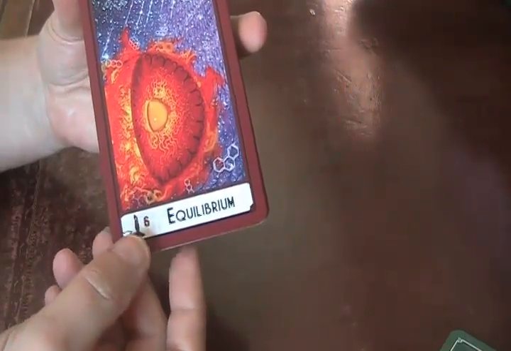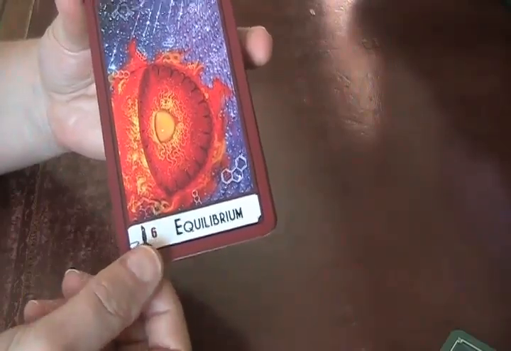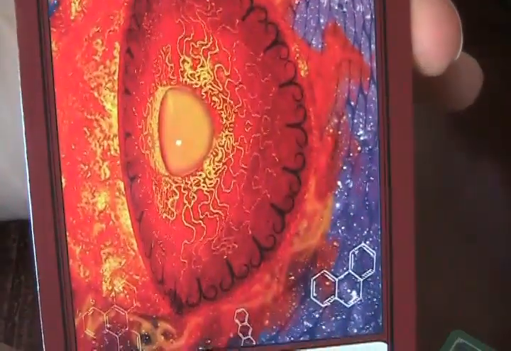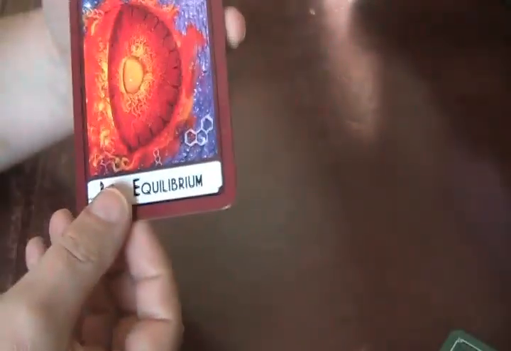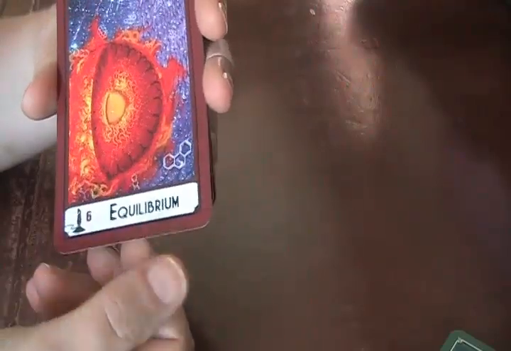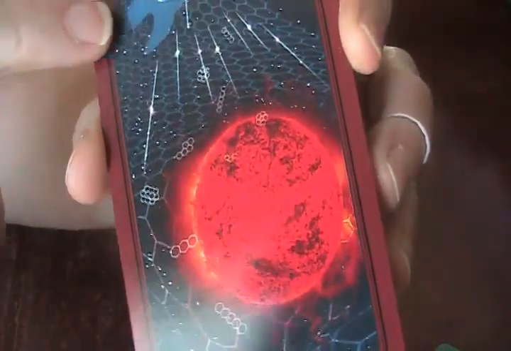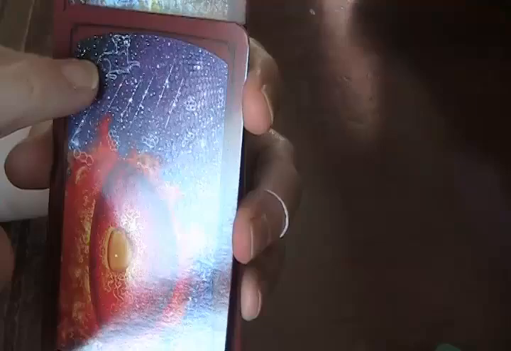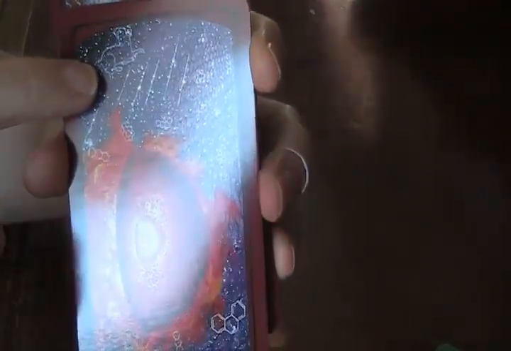Equilibrium. This is about nuclear fission based on the image. You also have little Mars, Aries symbols. Does each card have a constellation? Each card has a constellation in it. I did not notice that in the other, so I'm going to have to look. So we have the ram up here in the corner. I did not notice that before.